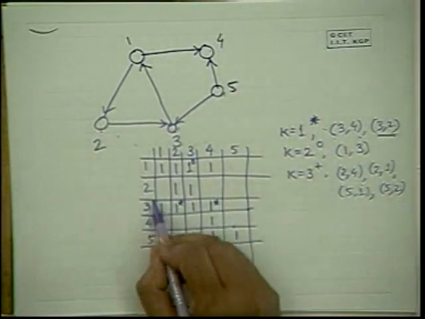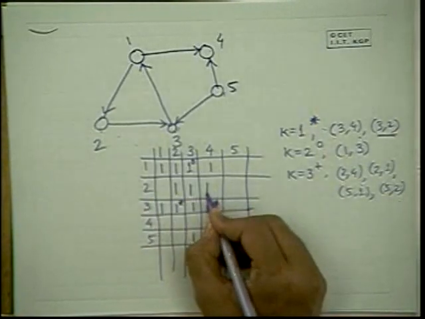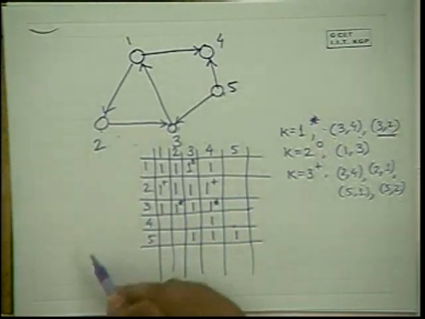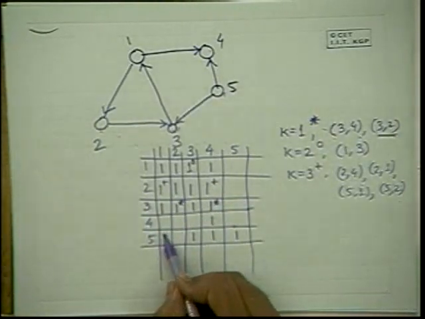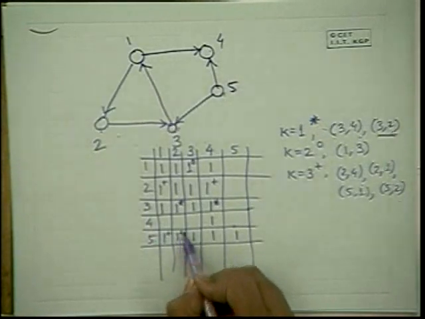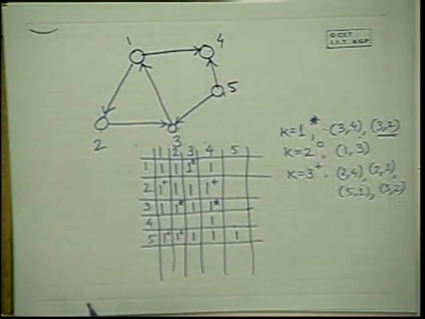So let me just put it here. 2 to 4 there will be 1, which is plus. 2 to 1, 1. 5 to 1 there is 1, then 5 to 2 there is 1. So this will be set when k is equal to 3.